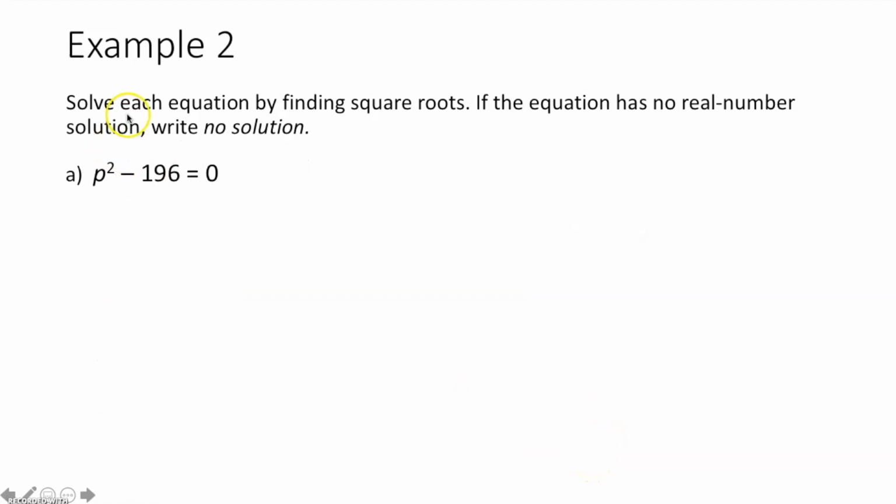Example 2 says solve each equation by finding square roots. So we're doing the same thing. This time, though, we're given something that looks like this. Ooh, that's interesting. How do I solve this? Well, the way you do this is you just get p squared by itself. So anytime you have something like this, you can just add the 196 to the other side, and then we have equations just like we had before. All I have to do is square root both sides. Remember to put the plus or minus over here. And what is the square root of 196? Well, 196 is the same as 14 squared. So the square root and the square cancel each other out. I'm just left with p is equal to plus or minus 14.